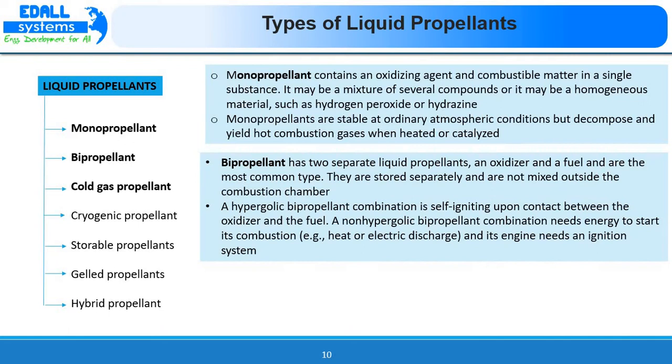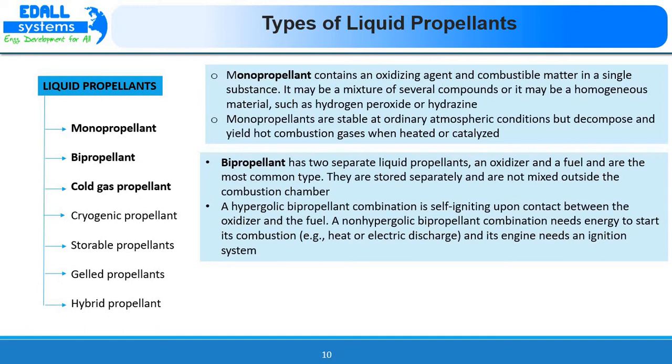Then we have bipropellants. So bipropellants are two separate liquid propellants, an oxidizer and a fuel, and are the most common type. They are stored separately and are not mixed outside the combustion chamber. So bipropellants are also present in liquid form, but they are stored separately in different tanks, and they are not mixed together until they enter into the thrust chamber or the combustion chamber.